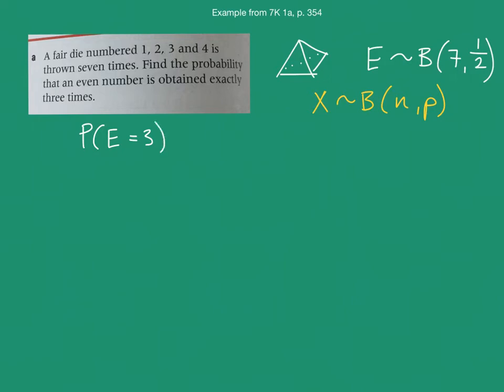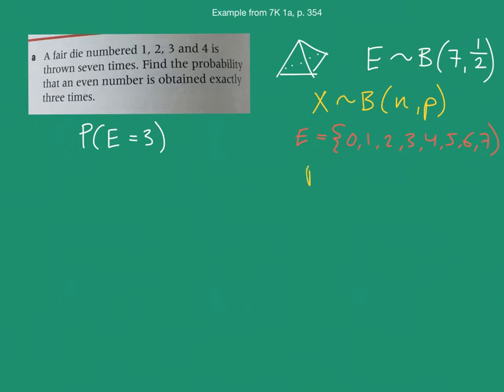And that's because E can take the values, if we think of E as a set, 0, 1, 2, 3, 4, 5, 6, and 7. But we're interested in the probability that an even number is obtained exactly 3 times. So that's why E is equal to 3.